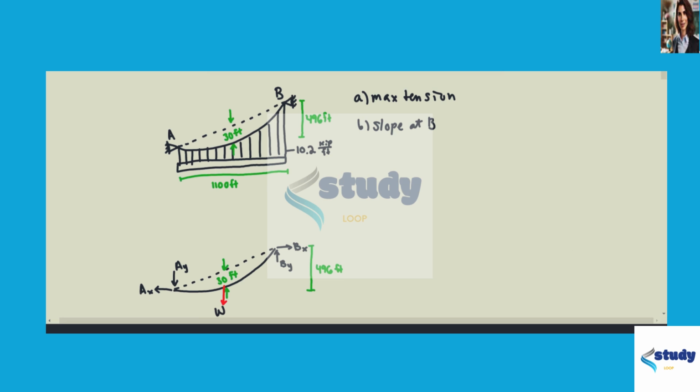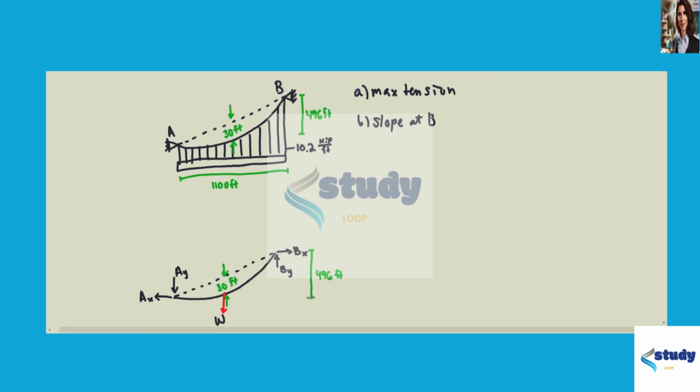This is problem 117 of chapter 7.4 of Vector Mechanics for Engineers, Statics and Dynamics. In this problem, there is a cable running from A to B, and it has a length of 1,100 feet, and the vertical distance from A to B is 496 feet, and the sag in the cable is 30 feet. There are also vertical cables going down from the main cable, which can be treated as a distributed load of 10.2 kip per foot.